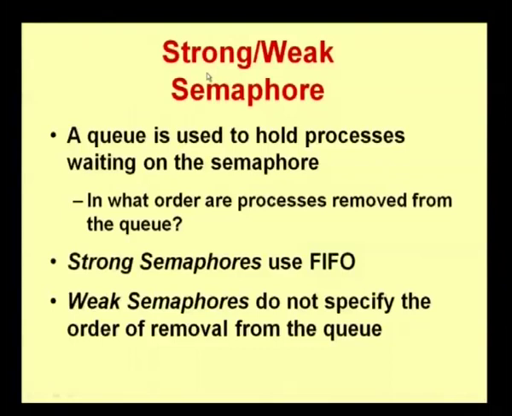In the case of strong and weak semaphores, a queue is used to hold the processes waiting on the semaphore. Now I have posed a question: in what order are the processes removed from the queue? In the case of a strong semaphore, we use a FIFO basis, first in first out. In the case of a weak semaphore, we do not specify the order of removal from the queue. So we assign it by whatever means we want.